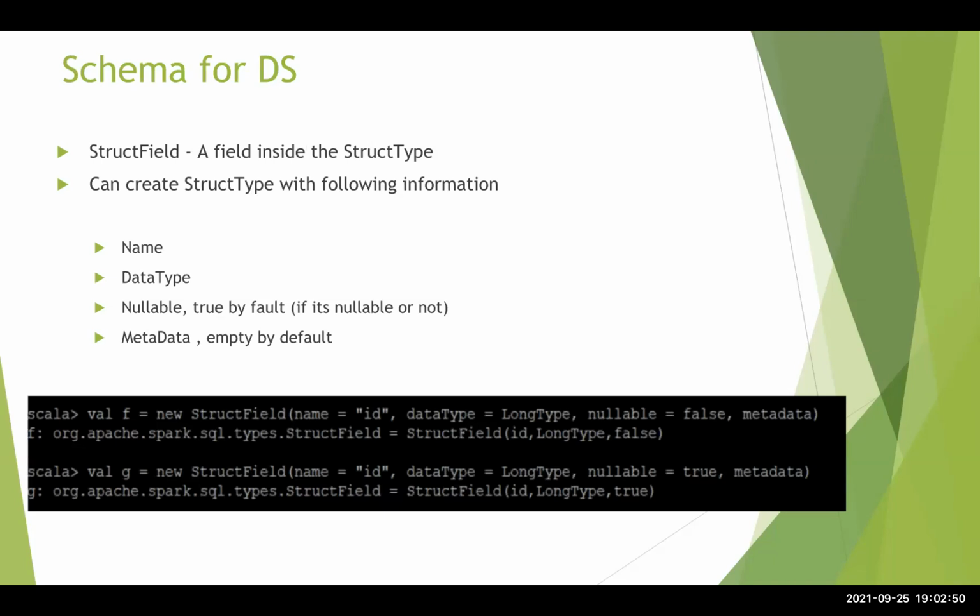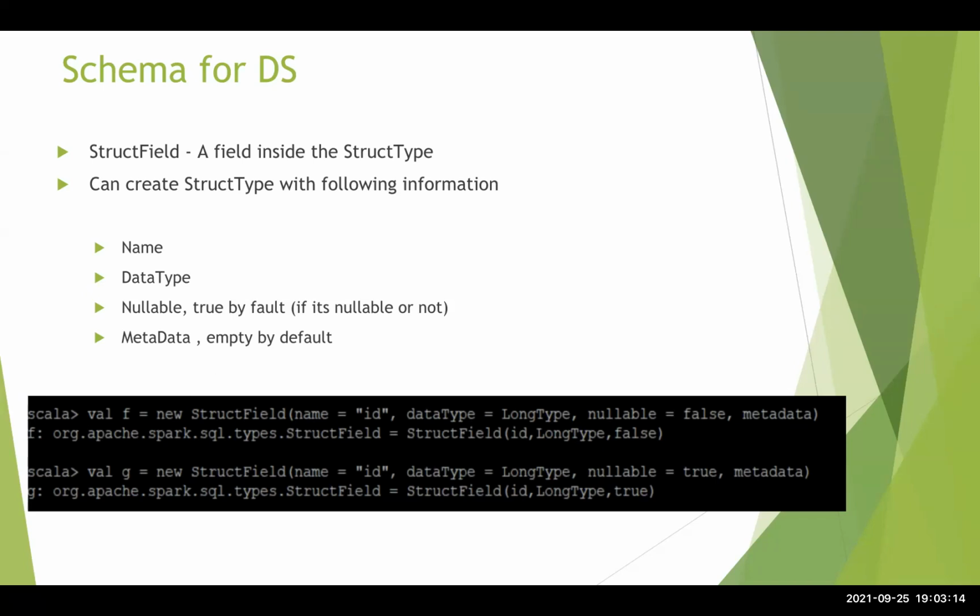Now let's go to the struct field. A struct field is a field inside the struct type. It can create a struct type with the following information. So a struct field can have name and data type. Name is mandatory. Data type is mandatory. Nullable is optional. It's true by default unless you change it to false. Metadata will be empty by default, and you can add some value if you want.